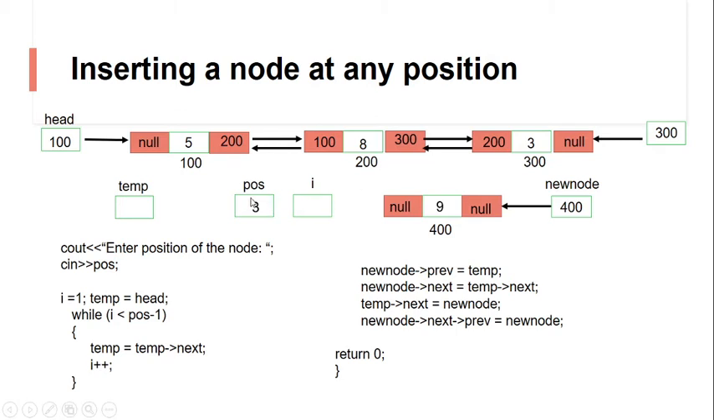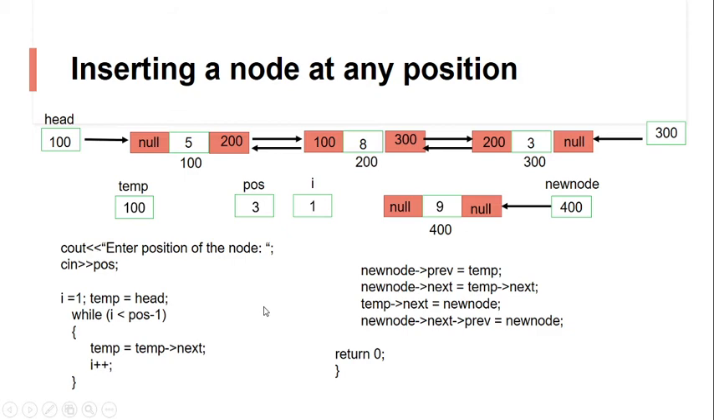So I have entered position 3 here, so I will move from this position, which is the first I, and then the next position, so I will be inserting on this side, between 200 and 300. Initially I is equal to 1 for the position, as we have here in the code. Now I'll be moving temp of next, so from 100 to 200 and 200 to 300.